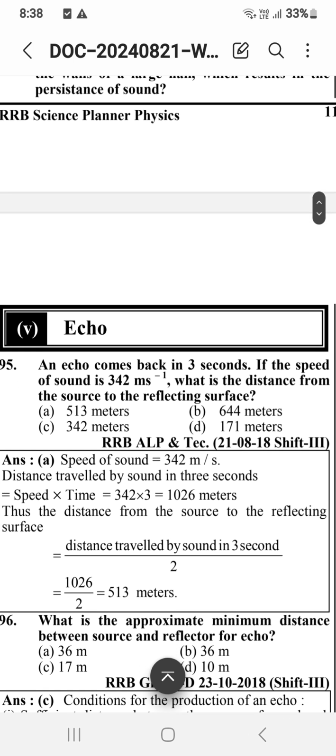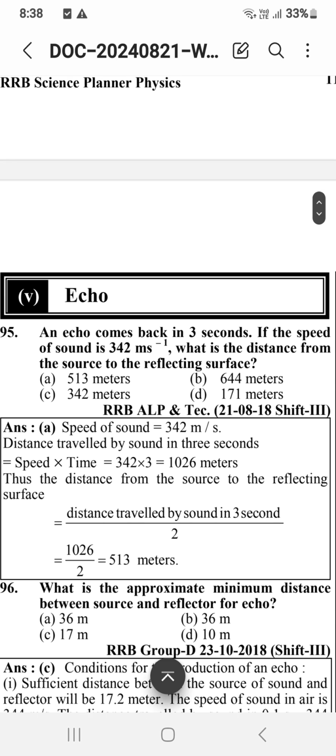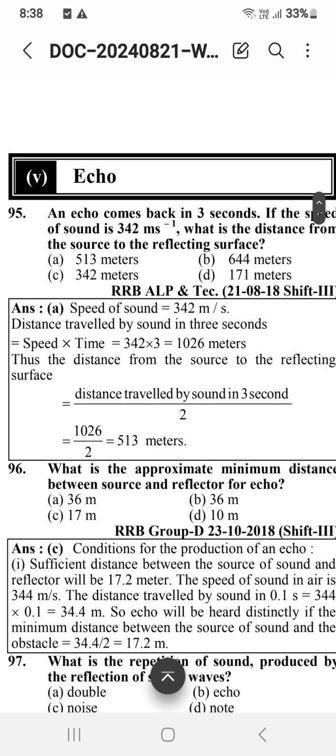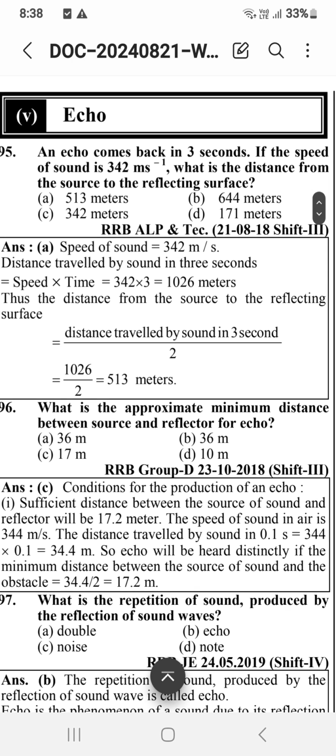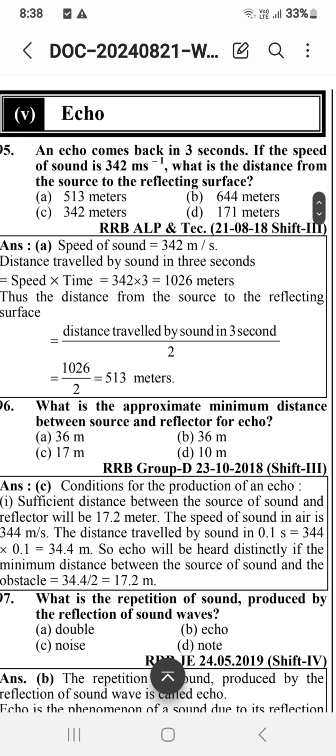What is the approximate minimum distance between source and reflector for an echo? 17 meter. What is the repetition of the sound produced by the reflection of sound waves? Echo.